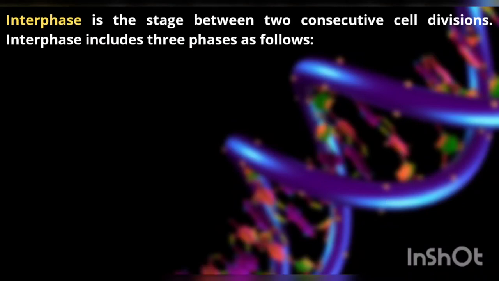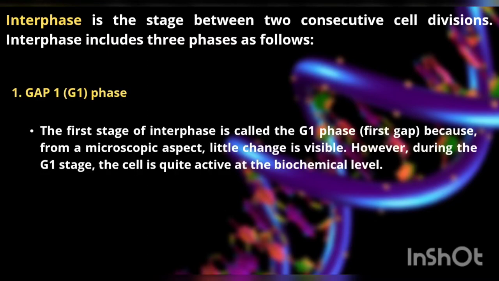Remember that interphase is the stage between two consecutive cell divisions. Interphase includes three phases as follows. One is GAP1 or G1 phase. The first stage of interphase is called the G1 phase or first gap because, from the macroscopic aspect, little change is visible. However, during the G1 stage, the cell is quite active at the biochemical level.